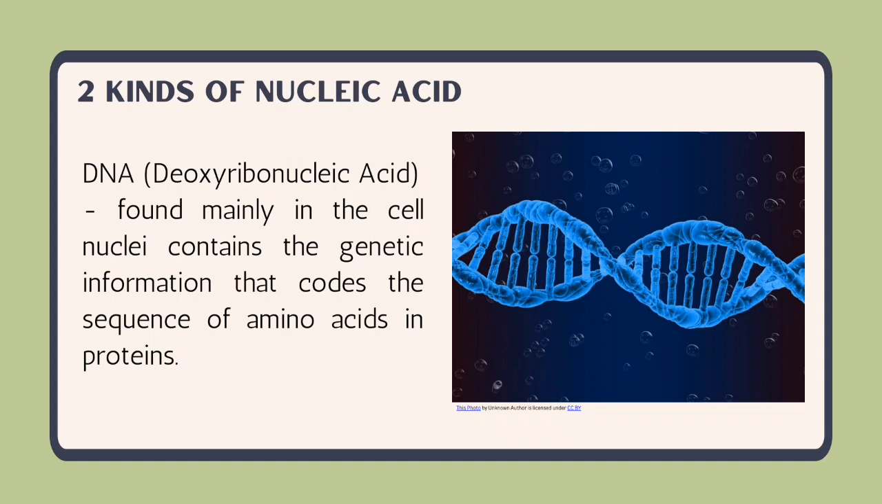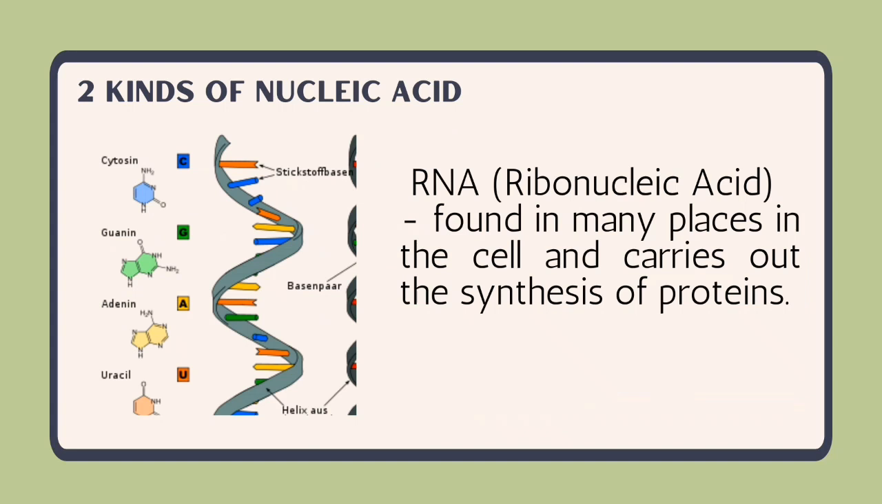First is the DNA or the deoxyribonucleic acid, which is mainly found in the cell nuclei, and it contains the genetic information that codes for the sequence of amino acids in proteins. Next is the ribonucleic acid. It is found in many places in the cell and it carries out the synthesis of proteins. Always remember that the monomer is the nucleotides, the polymer is the nucleic acid, and the examples are the DNA and RNA.